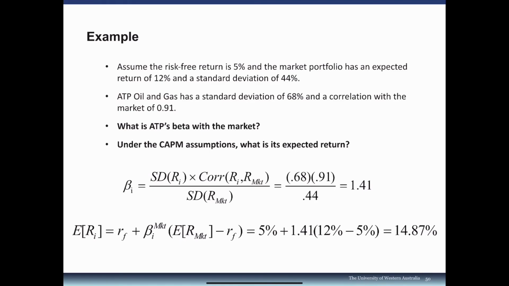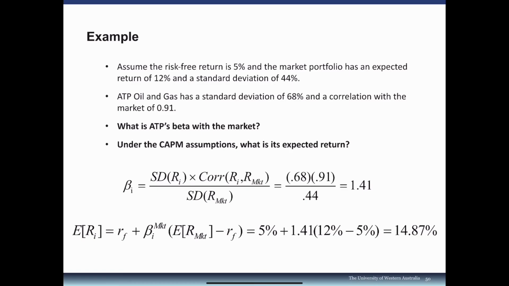So let's say, assume the risk-free return is 5%, the market portfolio has an expected return of 12% and a standard deviation of 44%. ATP Oil and Gas has a standard deviation of 68% and a correlation with the market of 0.91. What is ATP's beta with the market? Using the formula, beta equals standard deviation times correlation divided by the standard deviation of the market. That gives you 0.68 times 0.91, divided by the market standard deviation, 0.44, which is 1.41.